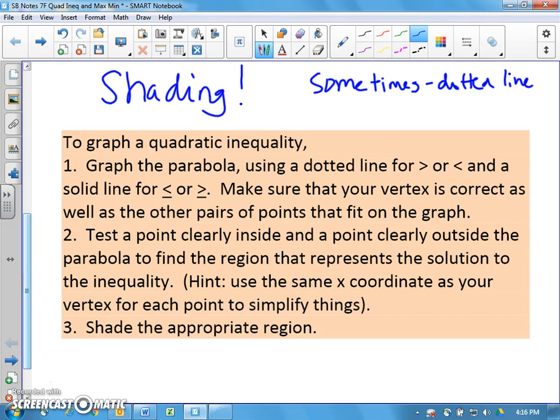Once you've got your parabola securely graphed, you're going to test a point that is clearly inside and a point that's clearly outside the parabola to find the region that represents the solution. One good hint is to use the same x-coordinate as your vertex, because once you know that, you don't have to do as much calculation. Every time you plug in the x value of your vertex, you're going to get that y value. You don't have to keep redoing the calculations. Once you've decided which region, you're going to shade the appropriate region.